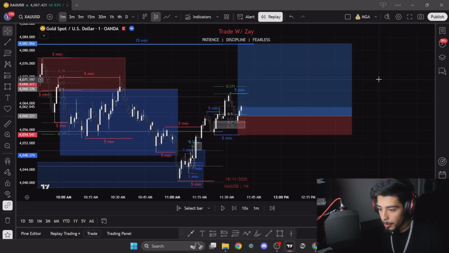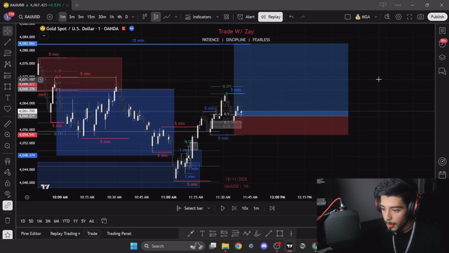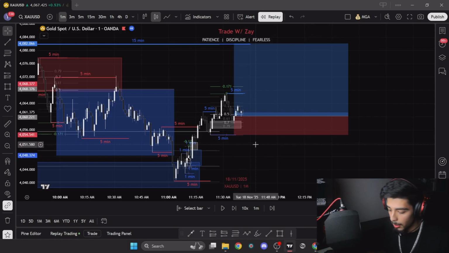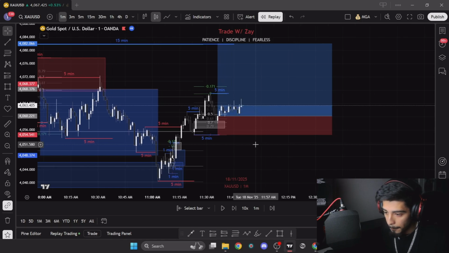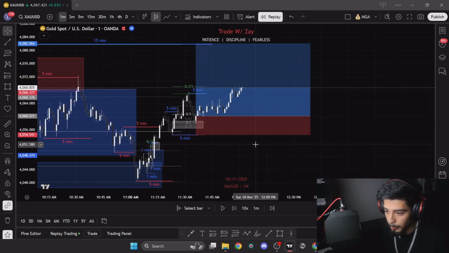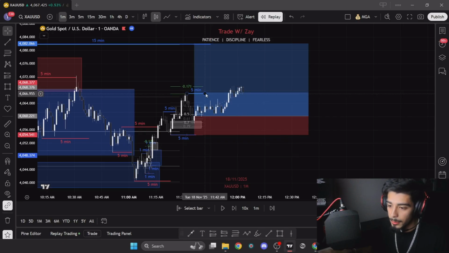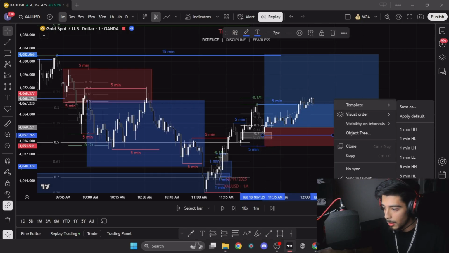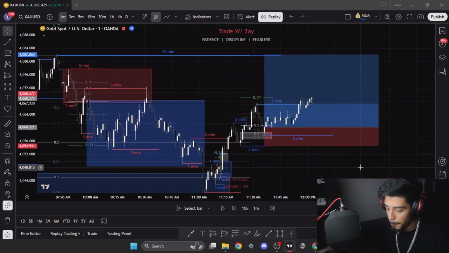So bam, we get the break of the candle to the upside. It pulls back. If you're a little bit more conservative, you could pop an entry somewhere in there. And bam, it continues the 5-minute bullish structure. So this is your lowest point right here after the break. So this is your 5-minute higher low.